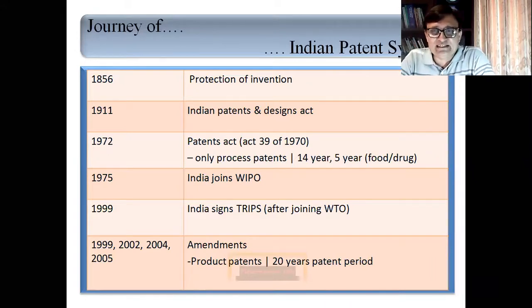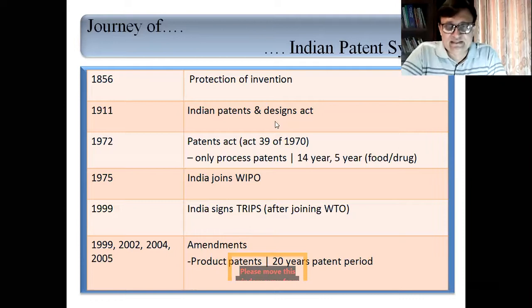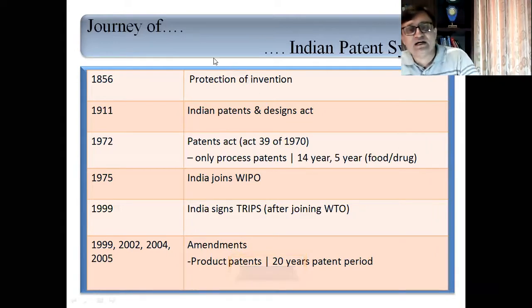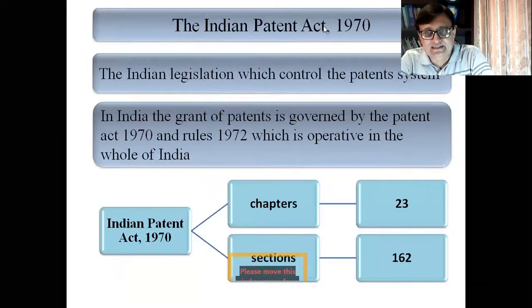Earlier, the patent was granted for 14 years, but for food and drug items, it was granted for 5 years. But now, product patents are granted for a 20-year patent period. Food and drug remains the same. So this is a small journey of the Indian patent system, which started in 1856, and till now we have the Indian Patent Act 1970, which was operational from 1972. This is a brief journey of the Patent Act in India.